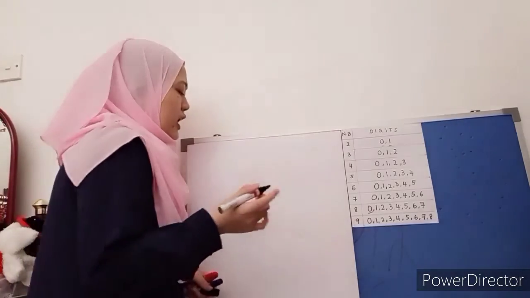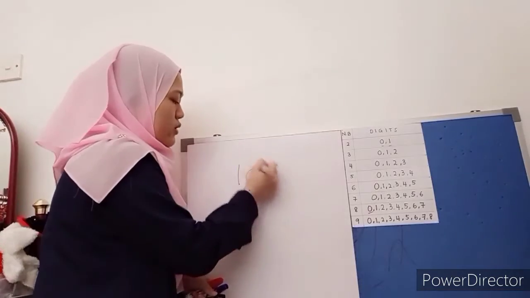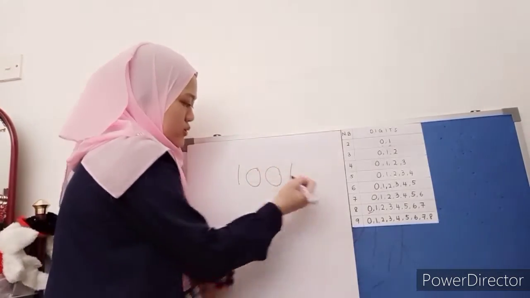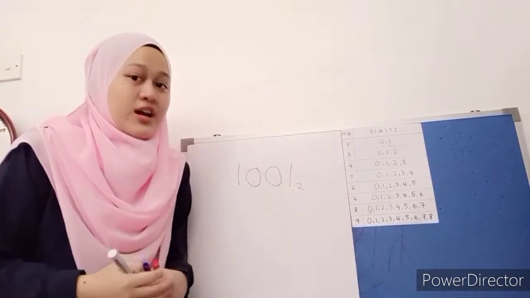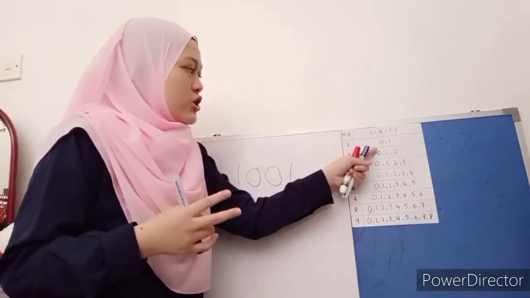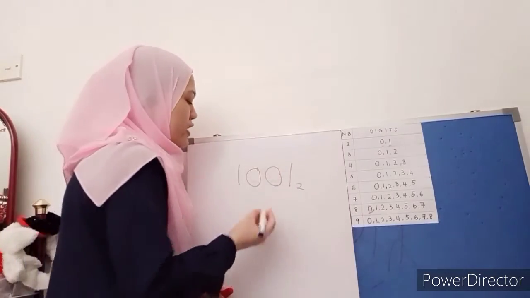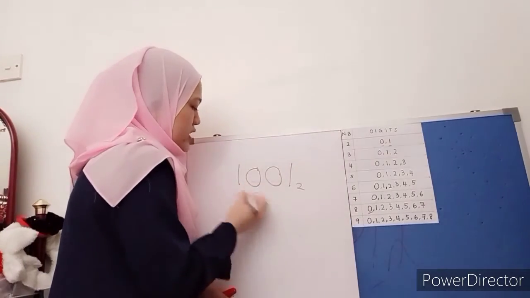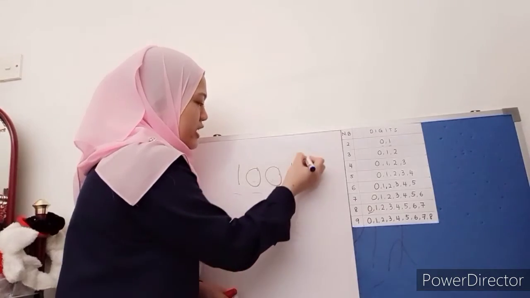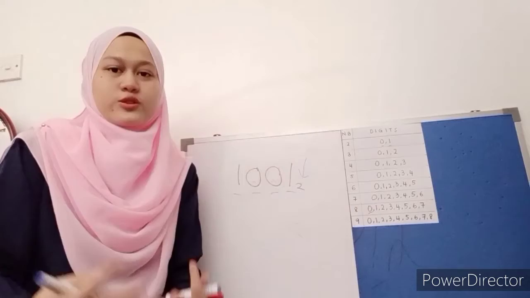So, let us take one number, which is 1001 base 2. As I said before, number base 2 will only have 2 digits, which are 0 and 1. So here you can see that we have digit 0 and digit 1, under number base 2. That's what I'm trying to say.